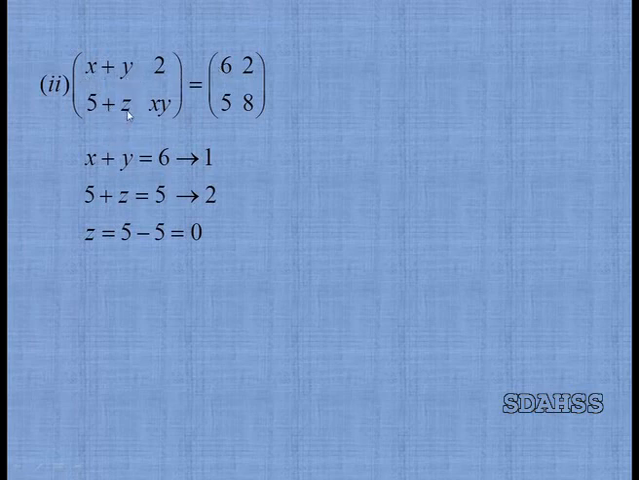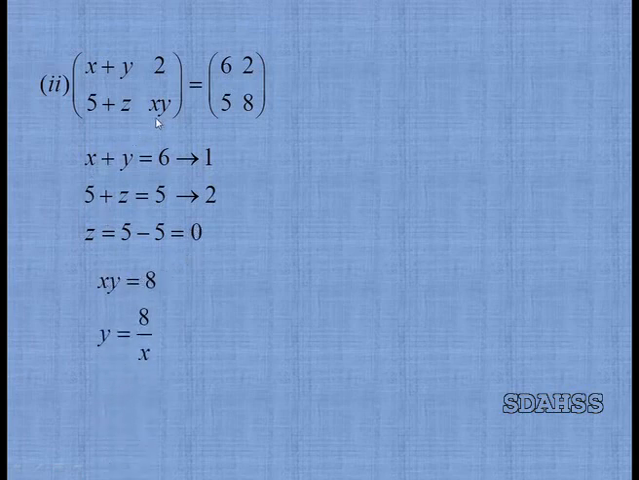Similarly, 5 plus z is equal to 5. So this can be written as z is equal to 5 minus 5. You bring this 5 to the other side, it becomes negative. So 5 minus 5 is 0. Then xy is equal to 8.